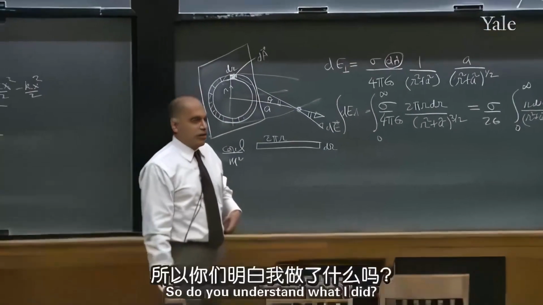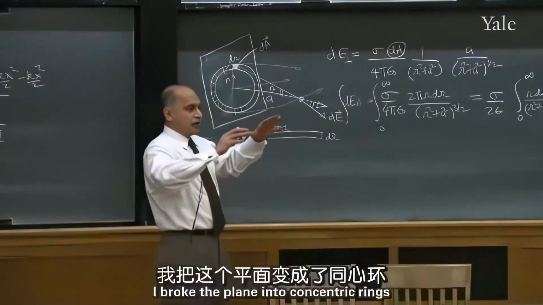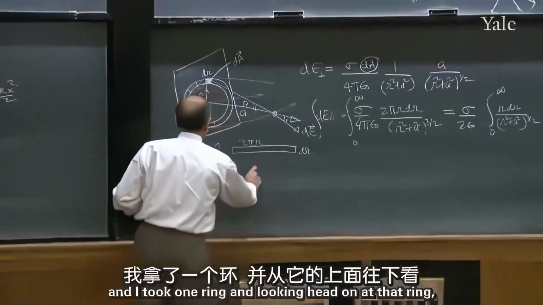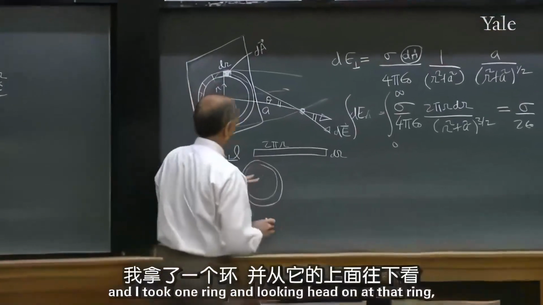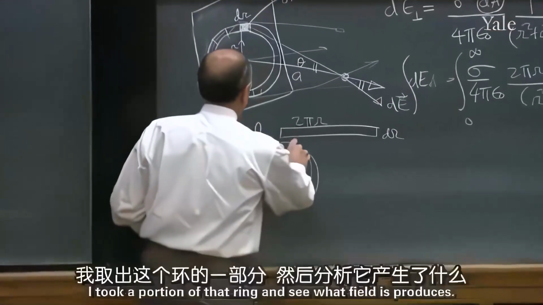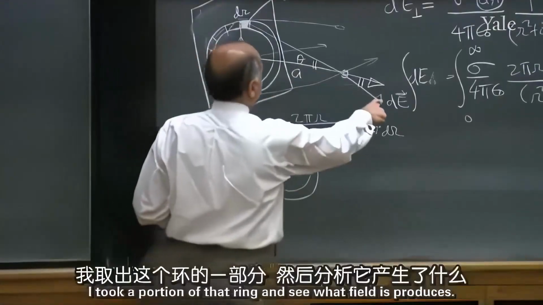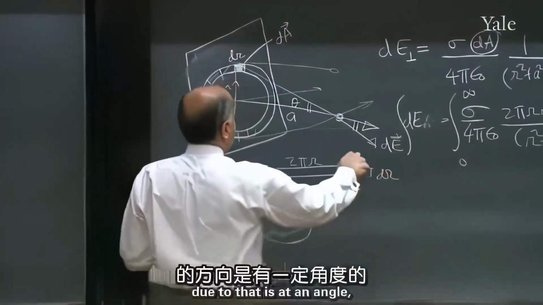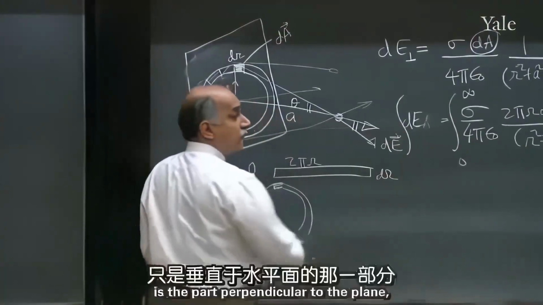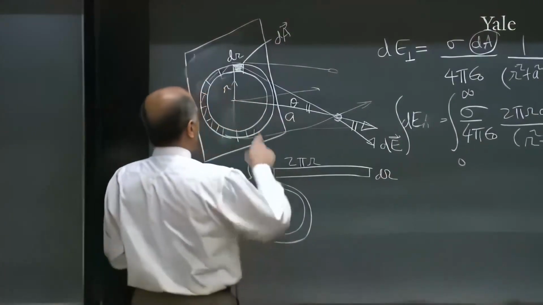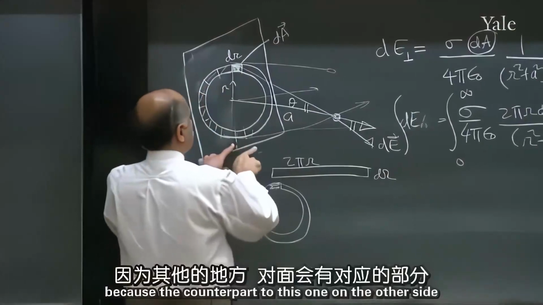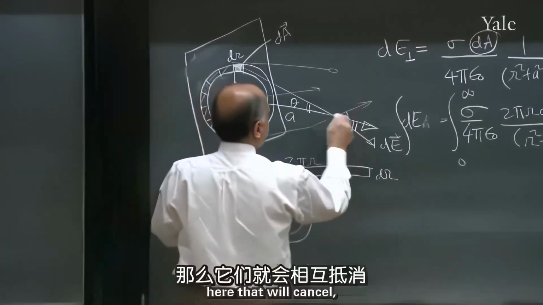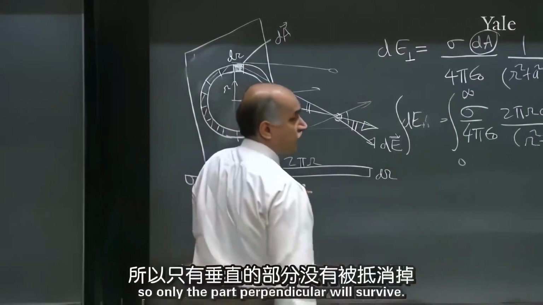So do you understand what I did? I broke the plane into concentric rings, and I took one ring. I'm looking head on at that ring. I took a portion of that ring and see what field it produces. And I know that even though the field due to that is at an angle, the only part that's going to remain is the part perpendicular to the plane. Because the counterpart of this one on the other side will produce a similar field with the opposite angle here. That'll cancel, so only the part perpendicular will survive.